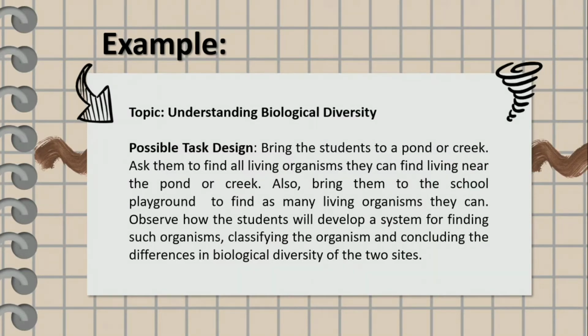So, for example, the topic is on understanding biological diversity. Its possible task design is to bring the students to a pond or creek. Ask them to find all the living organisms they can find living near the pond or creek. Also, bring them to the school playground to find as many living organisms as they can. Observe how the students will develop a system for finding such organisms, classifying the organisms, and concluding the differences in biological diversity of the two sites.